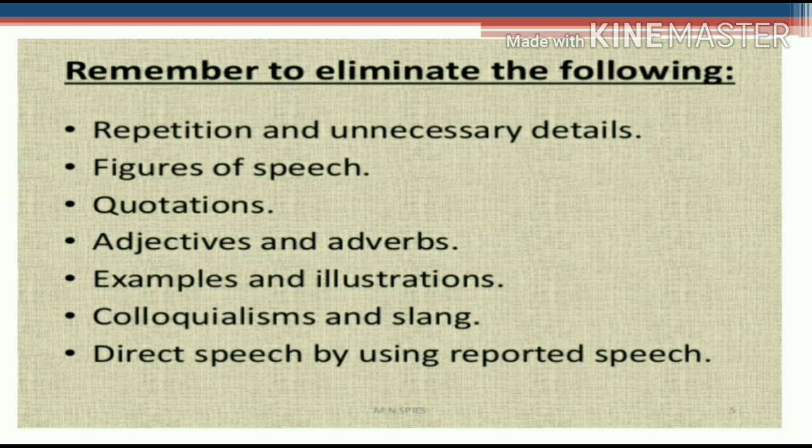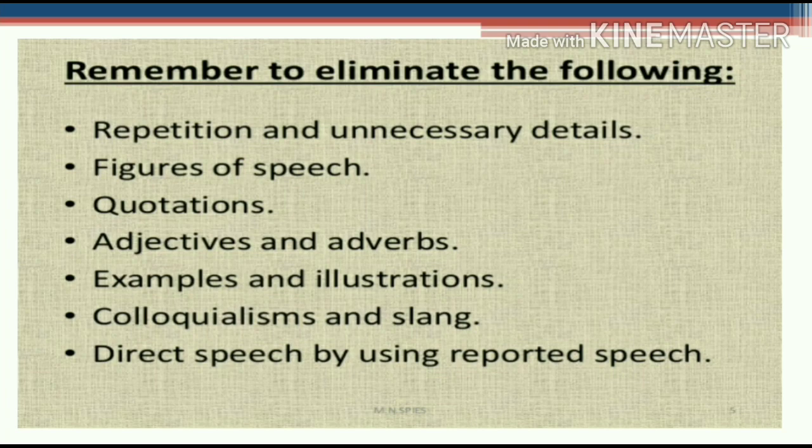Even quotations you are not supposed to add. Try to eliminate them, and also adverbs and adjectives which are unnecessarily given in the context. Examples and illustrations: if any example or point is elaborated excessively, don't include it in your summary. Better to eliminate it. Then slang language and direct speech: better use reported, indirect speech while writing a summary. So students, these are the points you have to remember, which you are going to eliminate.